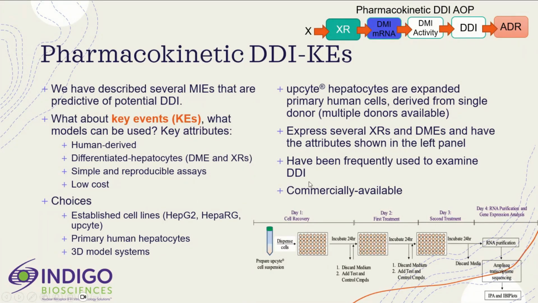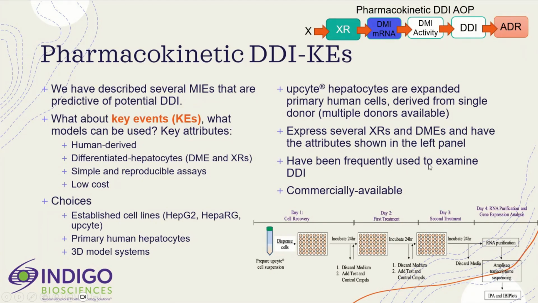We focus on what are called Upcyte hepatocytes, and these are commercially available cells that are transformed human hepatocytes derived from a single donor that are easy to expand. This leads to nice reproducibility. They're easy to handle. You handle them just like a cell line, but they express a wide variety of receptors as well as drug metabolism enzymes.